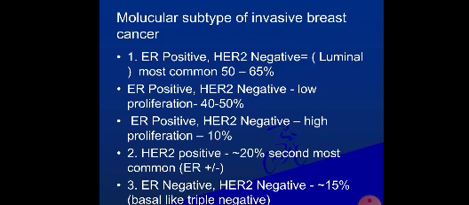ER positive and HER2 negative, we divide into two categories, low proliferation and high proliferation. We do the proliferative index in this patient. Low proliferation incidence is 40 to 50%, prognosis is good, and high proliferation rate incidence is 10%, prognosis relatively poor. If HER2 receptor positive, ER/PR positive or negative, 20% of cases, the second most common category. If ER/PR negative and HER2 negative, incidence is 15%. This type is known as basal-like, triple negative.